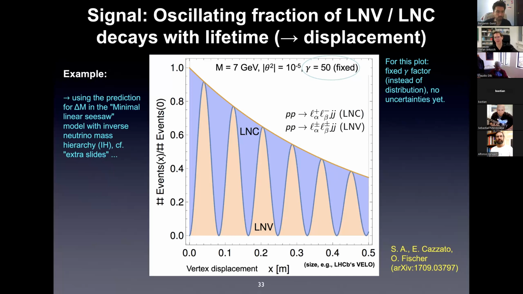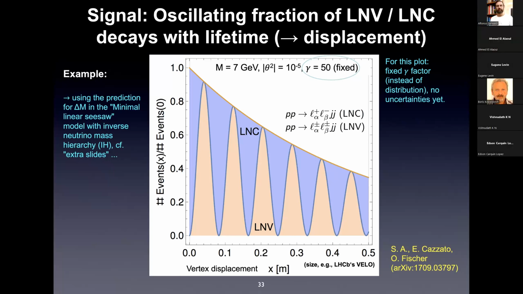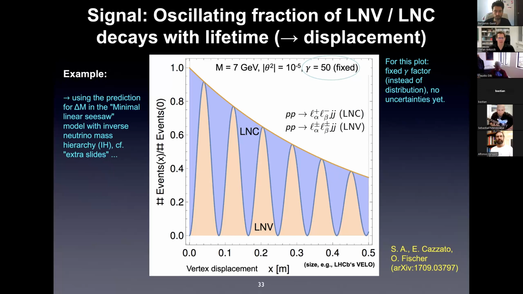So this is just the decay curve. And then what do these different colors mean? We have the process where we go from 2 protons into 2 opposite-sign or same-sign leptons, and then 2 jets. If you look at a certain distance, the fraction in orange shows you the fraction of events that are lepton number violating, and the fraction in blue shows you the ratio that is lepton number conserving.